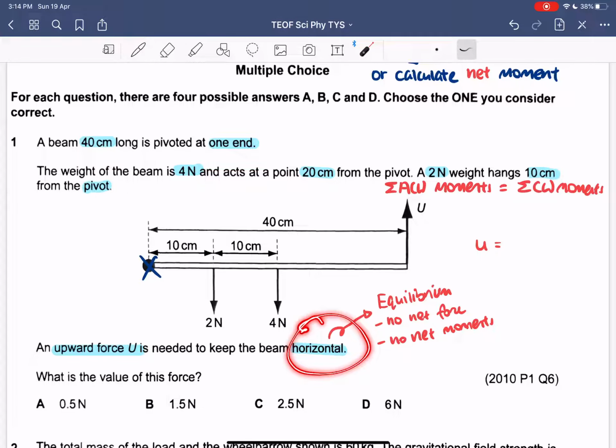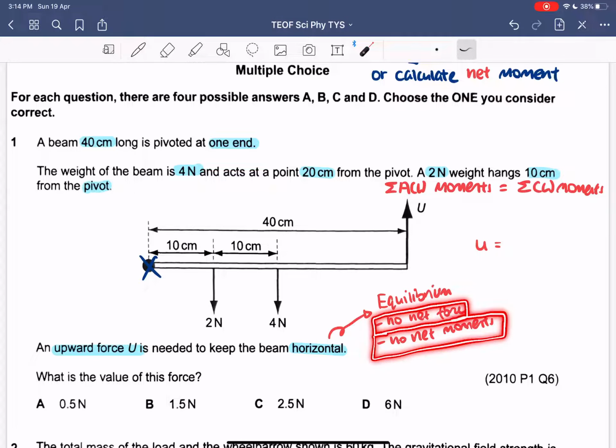Now here, take a look at the word horizontal. What does it mean? Horizontal, suspended. These are words that just mean that the body is in equilibrium. And what does equilibrium mean? Well, there is no net force acting on the body. There are also no net moments acting on the body. So when you say equilibrium, both these conditions must be satisfied. I repeat, both of these conditions must be satisfied at the same time.